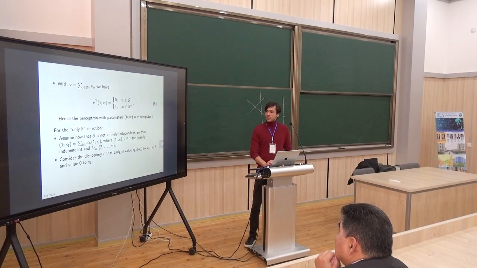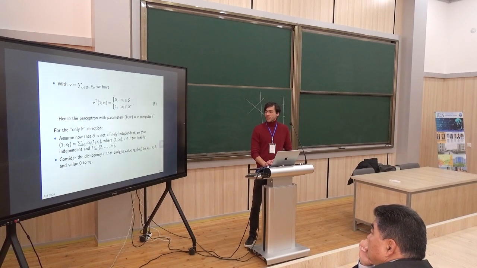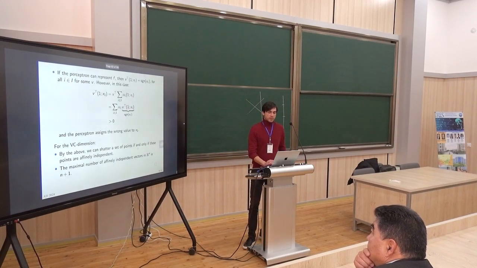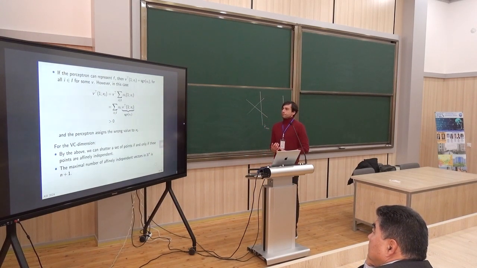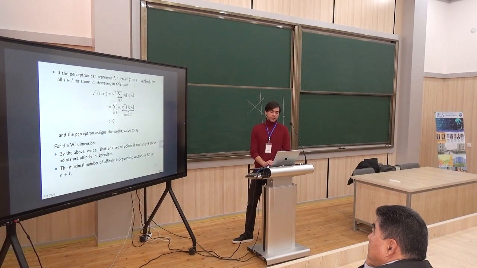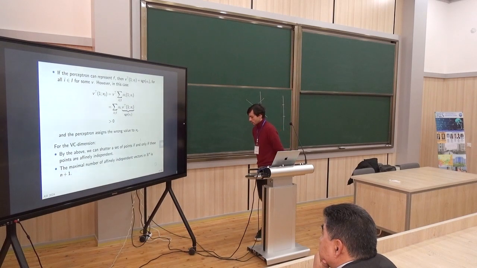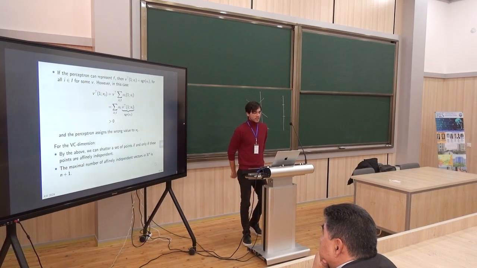So let's say that this particular column can be represented as this linear combination of some other columns, and the weights, let's call them alpha i's. We're going to define the target dichotomy as assigning value sign of alpha i to xi, that's just some construction, and value 0 to x1. Now we're going to show that this is going to be a contradiction. If the perceptron can represent the dichotomy f, then something has to be true: there must be some vector v so that you get the correct sign. This will be true for all i's, but if you plug this into the definition of this target dichotomy, you're going to end up getting a contradiction. So this means that you cannot represent that dichotomy with the simple perceptron so long as the data points are not affinely independent.